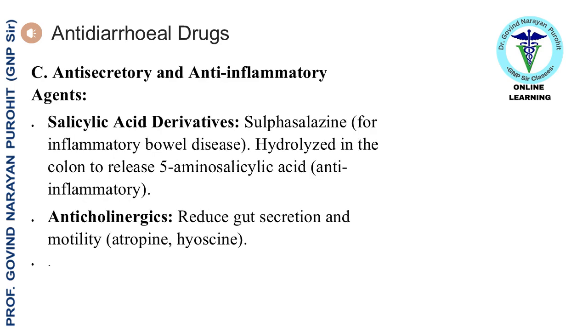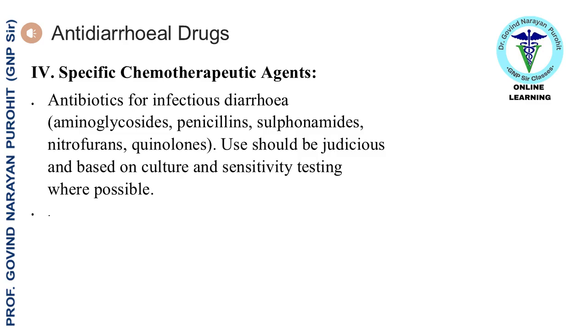C. Anti-secretory and anti-inflammatory agents, salicylic acid derivatives, sulfasalazine, for inflammatory bowel disease. Hydrolyzed in the colon to release 5-aminosalicylic acid, anti-inflammatory. Anticholinergics, reduce gut secretion and motility, atropine, hyoscine. IV. Specific chemotherapeutic agents, antibiotics for infectious diarrhea, aminoglycosides, penicillins, sulfonamides, nitrofurans, quinolones. Use should be judicious and based on culture and sensitivity testing where possible.